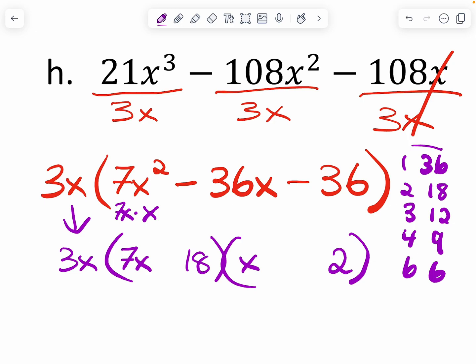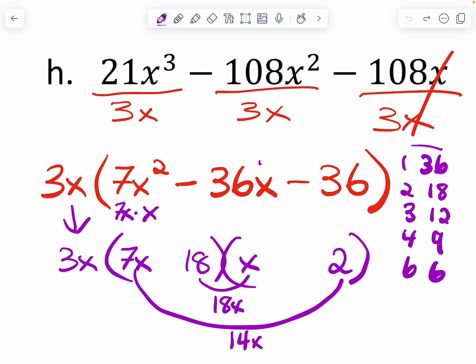and do this, 18 times x would be 18x. If I do 7 times 2, that's 14x. So if I had 14 plus 18, I'm close, but I'm not there. That does not make negative 36. Also, I notice one of them would need to be negative, so that's not going to work out, unfortunately.